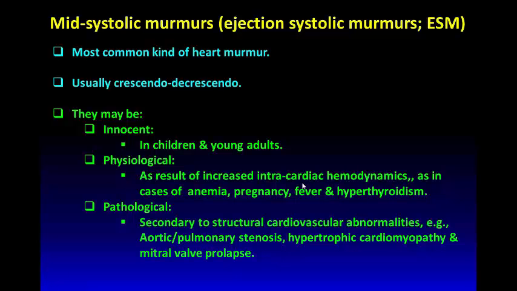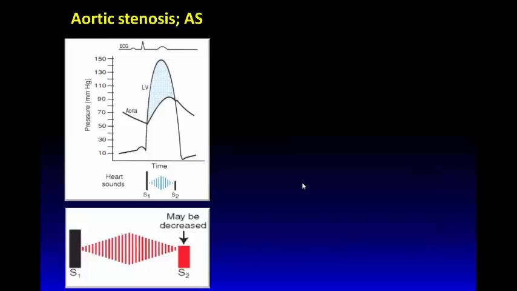The mid-systolic, the ejection systolic murmurs could be pathological, secondary to structural cardiovascular abnormality, as in cases of aortic stenosis, pulmonary stenosis, hypertrophic cardiomyopathy, and mitral valve prolapse. We will describe the hemodynamics and the murmur of aortic stenosis in detail.